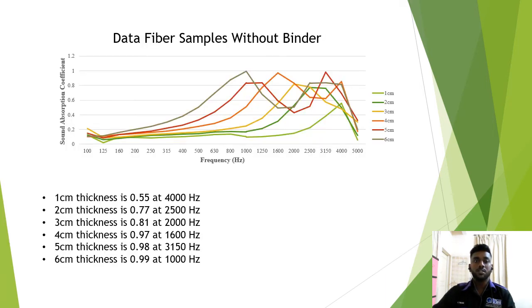So this is the result part of our final year project. The data for the fiber sample without binder: for 1 cm thickness is 0.55 at 4000 Hz, 2 cm thickness is 0.77 at 2500 Hz, 3 cm thickness is 0.81 at 2000 Hz, 4 cm thickness is 0.97 at 1600 Hz, 5 cm thickness is 0.98 at 3150 Hz, and 6 cm thickness is 0.99 at 1000 Hz.